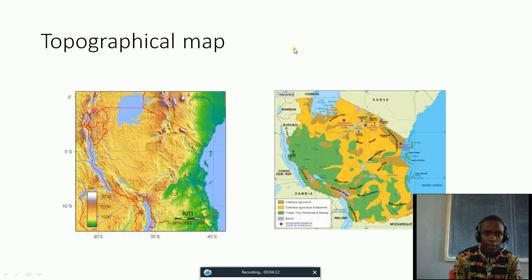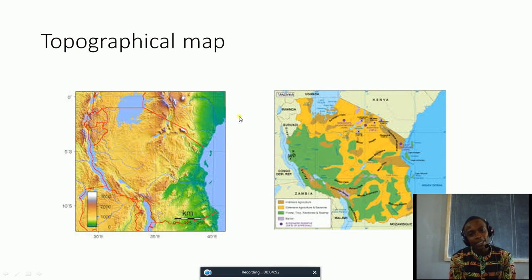Another type of map is the topographical map. The topographical map, okay, any volunteer? You want to try? Okay, welcome. Okay, very nice. A topographical map is a map which is selective and shows physical and human features. They select to draw physical features and human features.